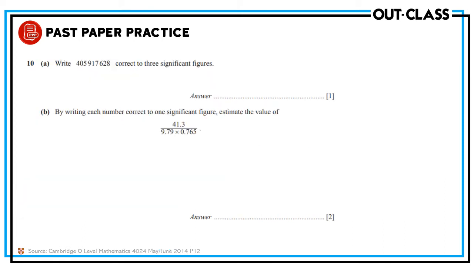A question on significant figures. These are generally super easy if you remember the concept. It's one point and just 3 sig figs. Start from the left. This is the first, this is the second, this is the number we want to keep, but you just look at the next one.